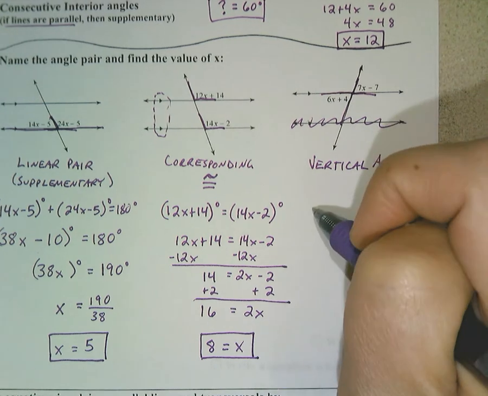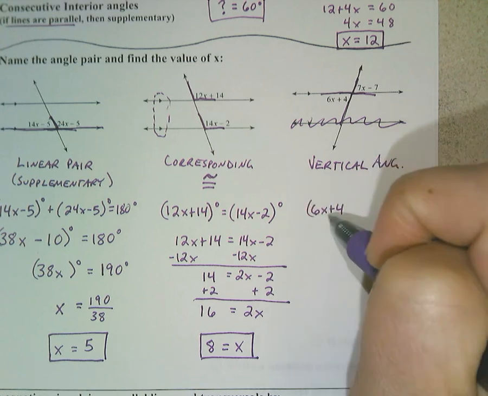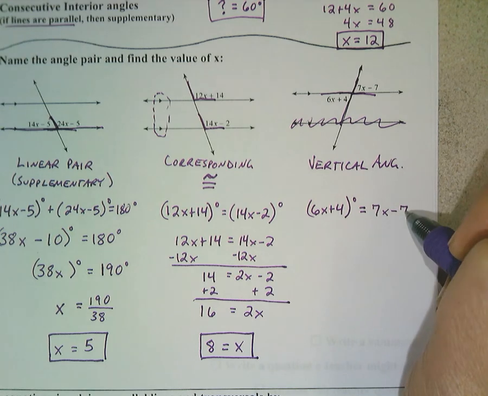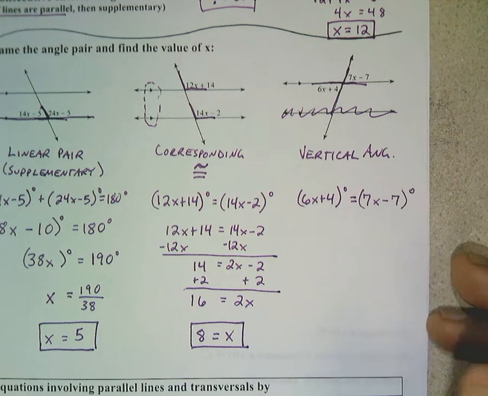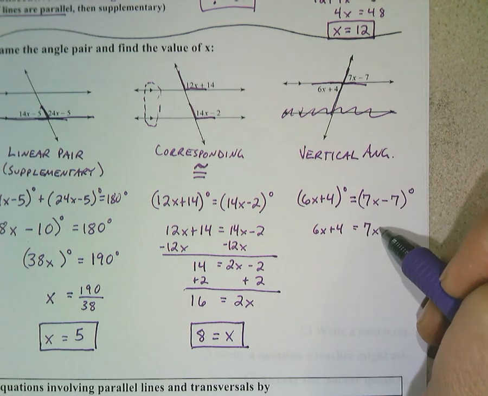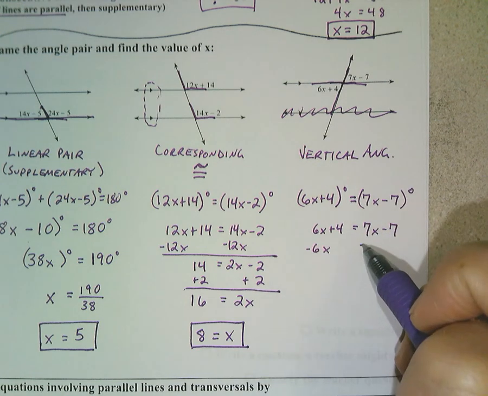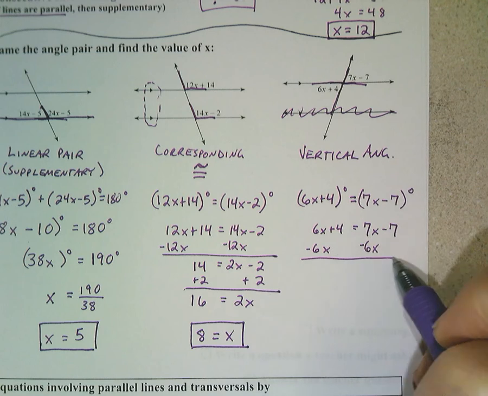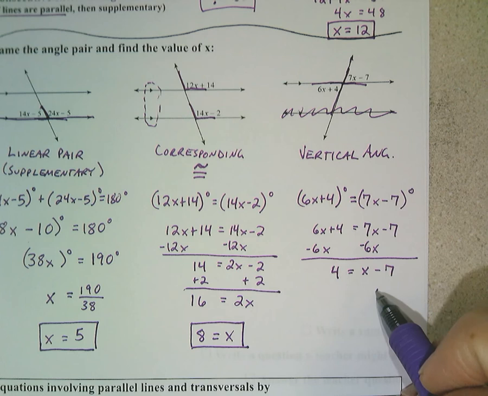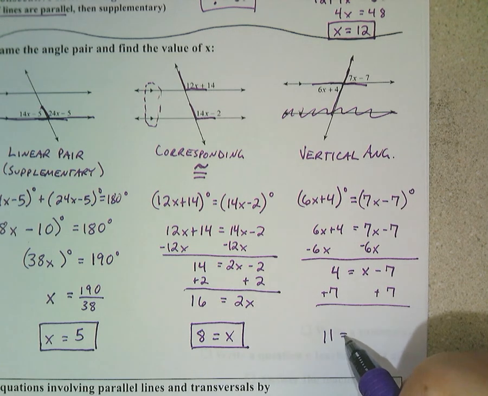Vertical angles are congruent, so we can say that the angle 6x plus 4 degrees is the same as the angle 7x minus 7 degrees. If we strip out the unit from the problem, we have a linear equation that we can then solve by combining like terms. Subtract 6x from both sides, and we get 4 equals x minus 7. Add 7 to both sides, and we get 11 is equal to x.